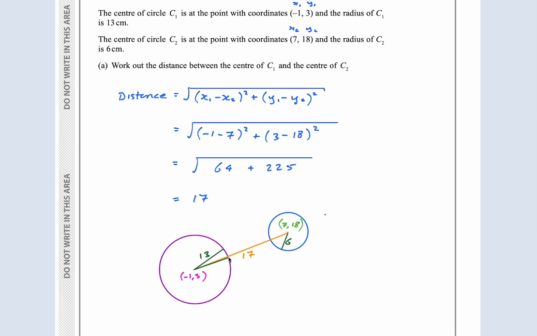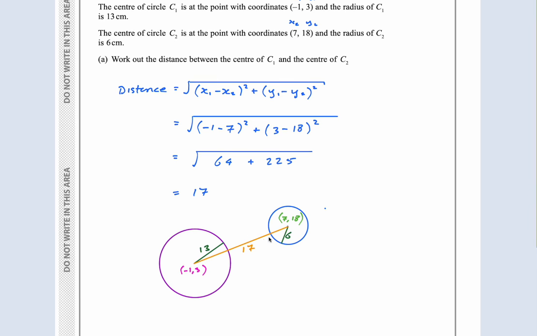We would have to have 13 and then add another 6 there. That would have to be the center of the circle. And it would have to be less than this 17. So the answer to the question is because 17, the distance between their centers, is bigger than the radiuses added together.